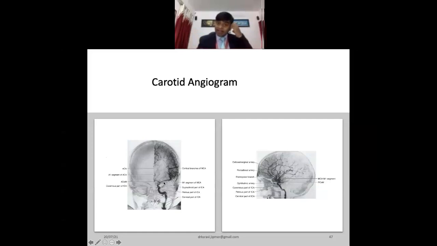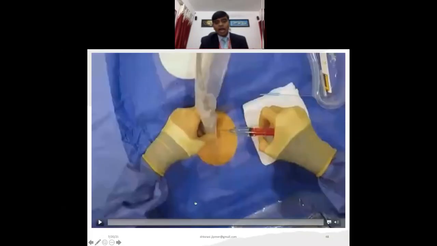In this diagram, I just wanted to show you the carotid angiogram, and in the coming slide we'll have the vertebral angiogram also. By the angiogram, we can make out how the blood is flowing, or in the different branches where there is a lesion or an occlusion. In the coming slide, you can see the video of how this is performed. It is just a two-minute video.